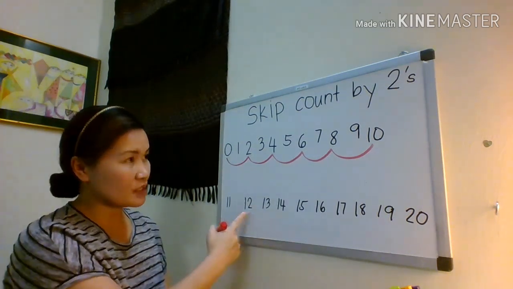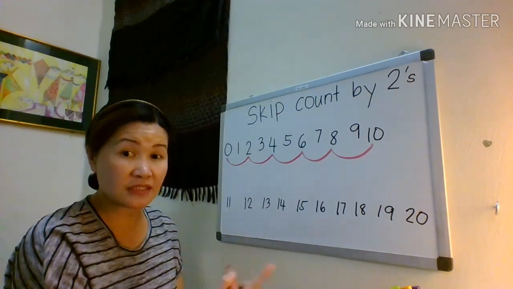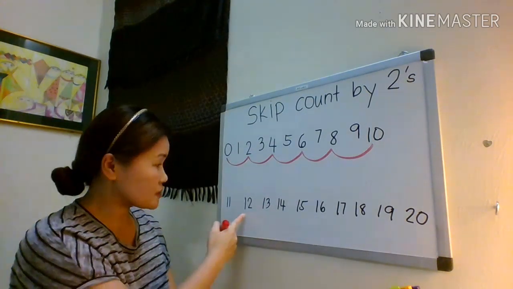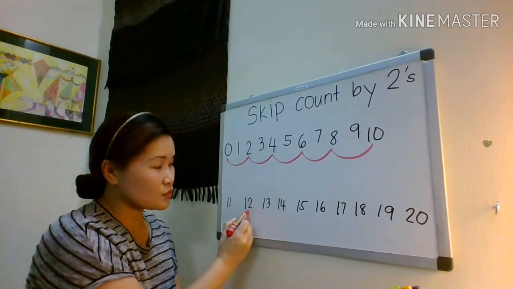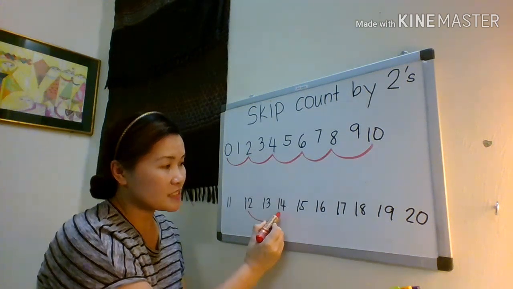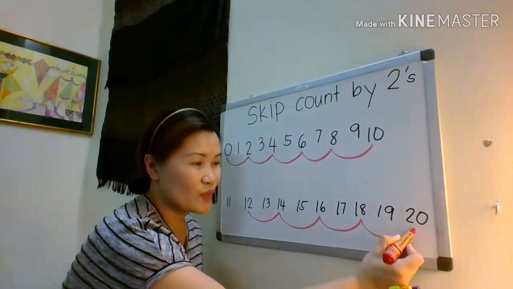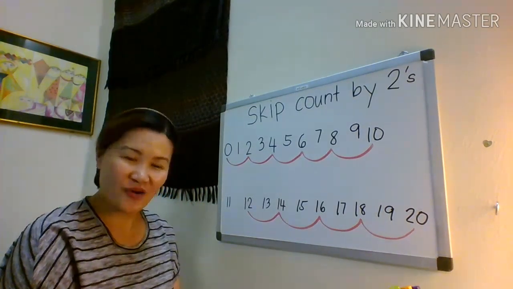Since we ended at 10, we know that we're going to add plus 2: 10, 11, 12. So we start with 12. Alright, let's count: 12, 14, 16, 18, 20. Did you get it? Wow, excellent!